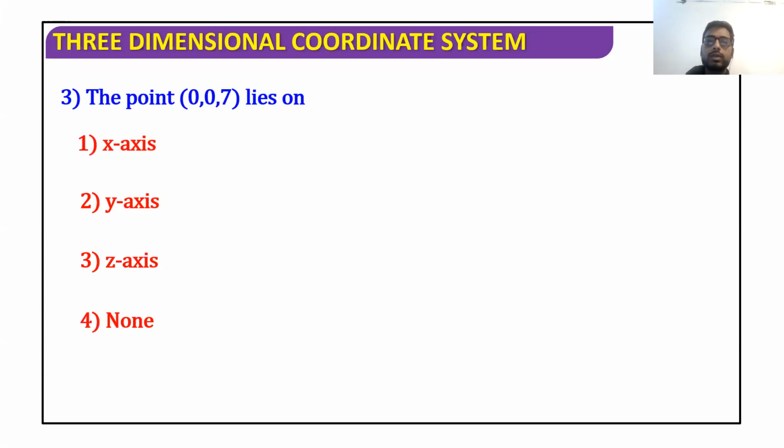The point 0, 0, 7 lies on the x-axis, y-axis, z-axis, or none of the above. The x coordinate is 0, the y coordinate is 0, only the z coordinate is present. So z is equal to 7. That means it lies on the z-axis.